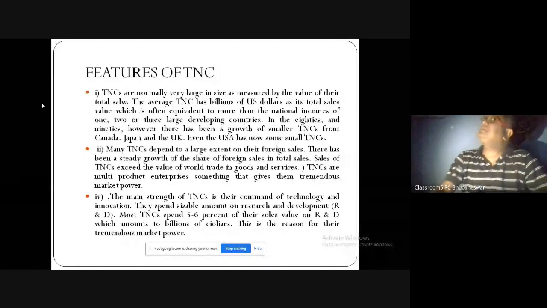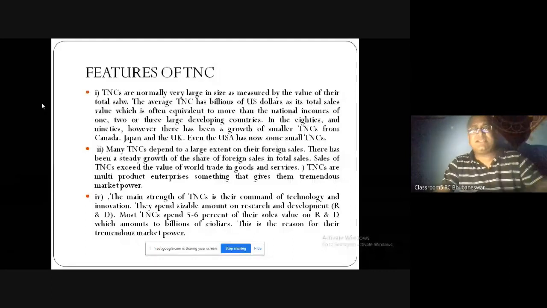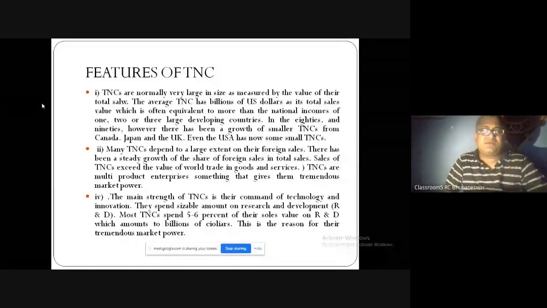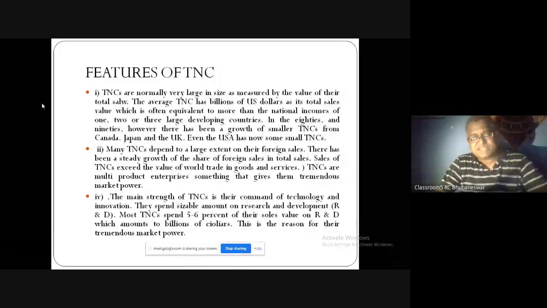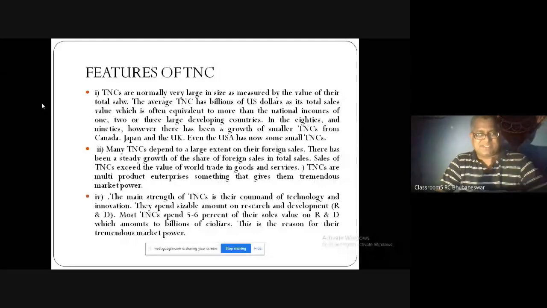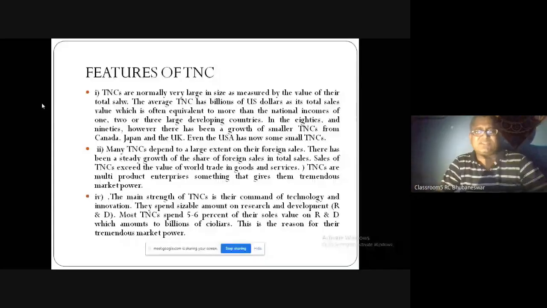What are these features? One is that it is very large, in billions of dollars of sales value, through small TNCs and large TNCs, and many TNCs depend upon the extent of foreign sales. If sales do not increase, how will the particular company survive? It means TNCs exceed the value of world trade in goods and services, and how they counter the other companies. The main strength of a TNC is the command of technology and innovation, meaning innovative ideas, innovation of generation through which the particular business can survive.